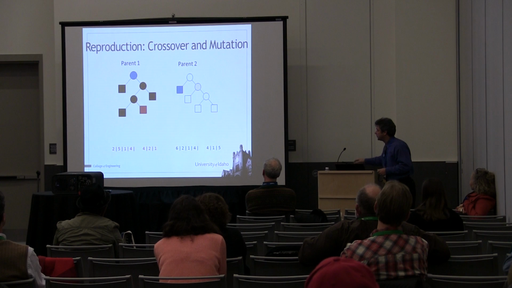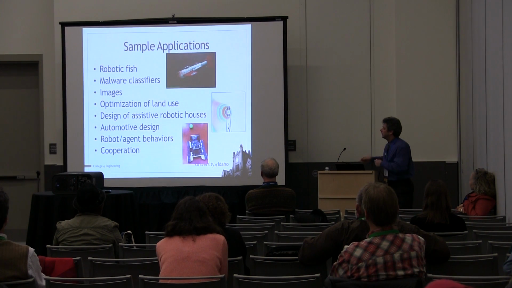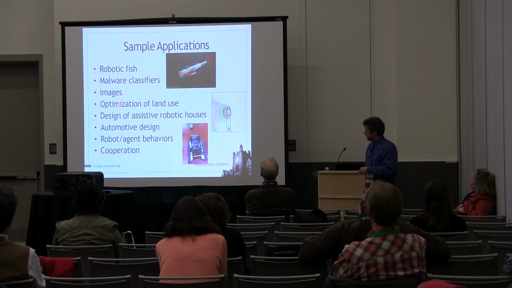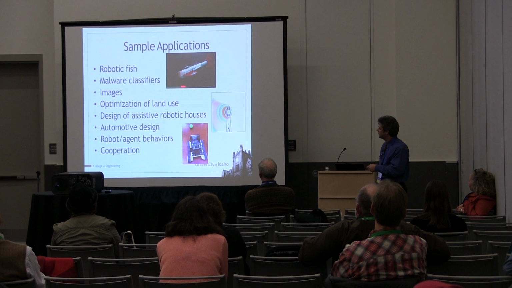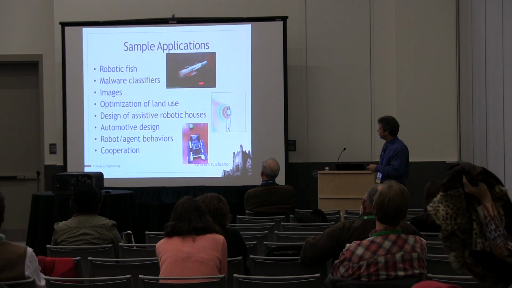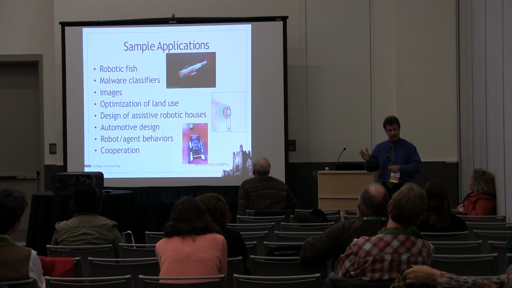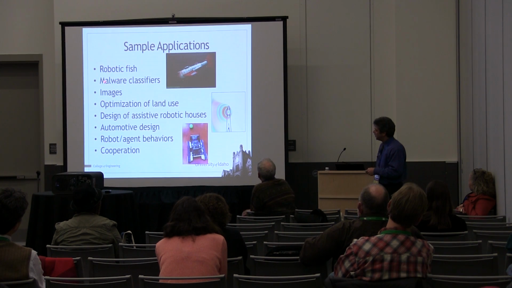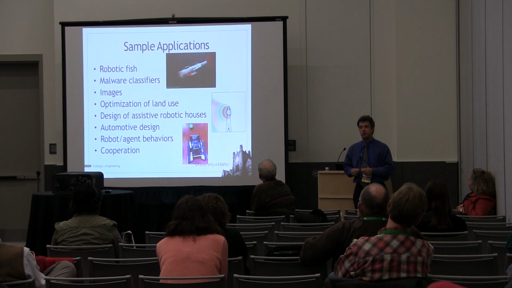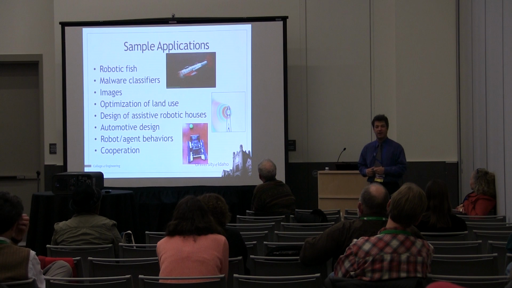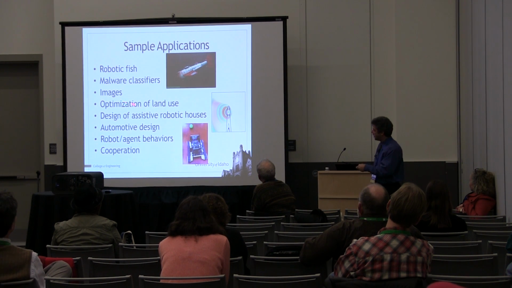So, a few examples. Let me jump ahead into a few examples here. Most of these are actually different researchers at BEACON, so I picked from that list. There's a group that looks at robotic fish and evolves things like the shapes of the fins and how they swim. Malware classifiers for detecting malware on a computer. There are certain signatures that you can sometimes find, and so you can use an evolutionary technique to say, well, what are the best signatures?